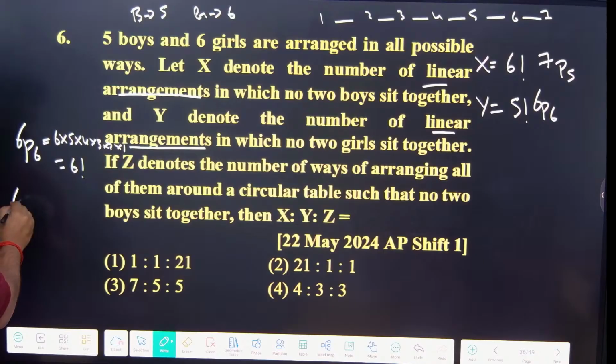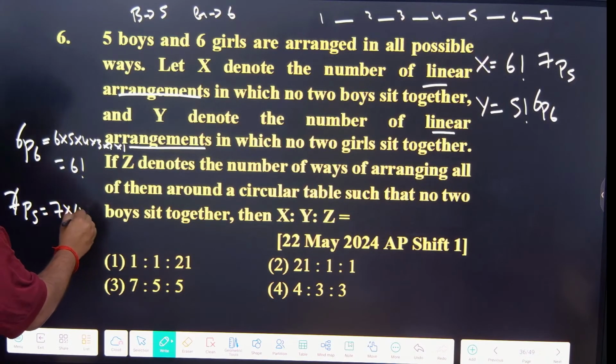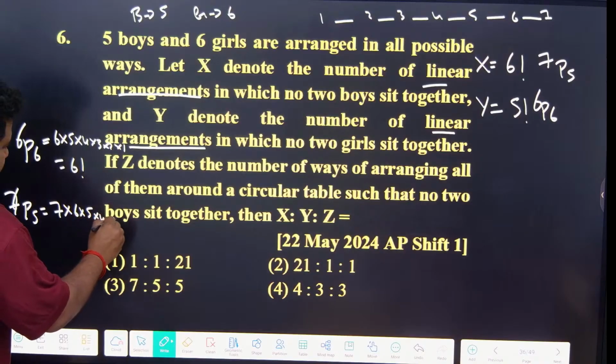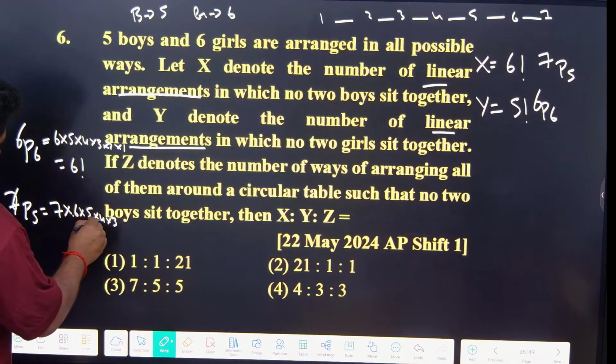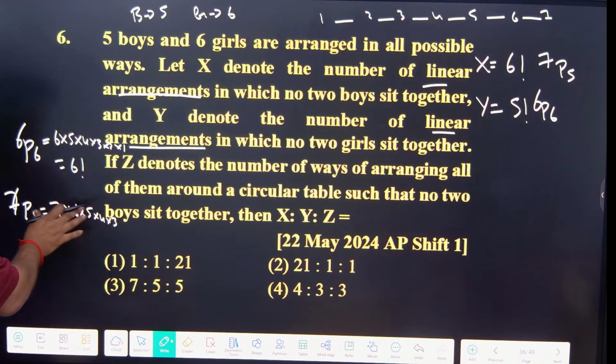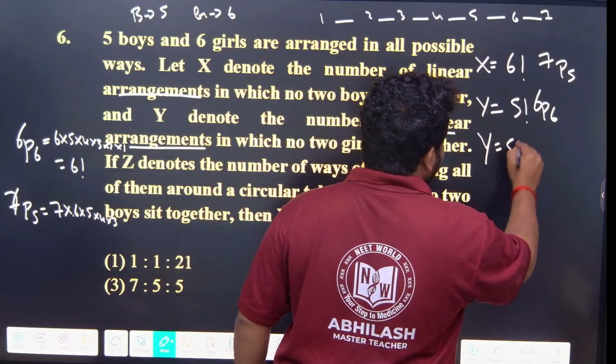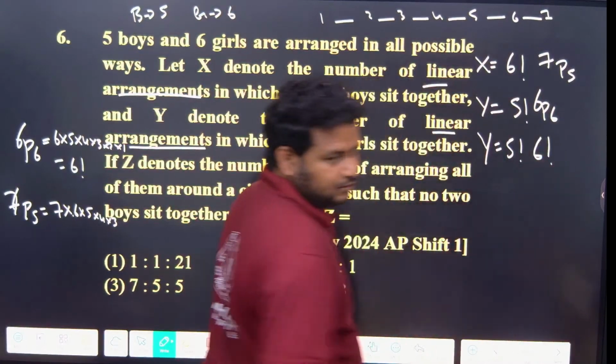If I write 7p5, 7p5 means 7 into 6 into 5 into 4 into 3. I will write that later. Y I can write as 5 factorial into 6 factorial. This is what we have.